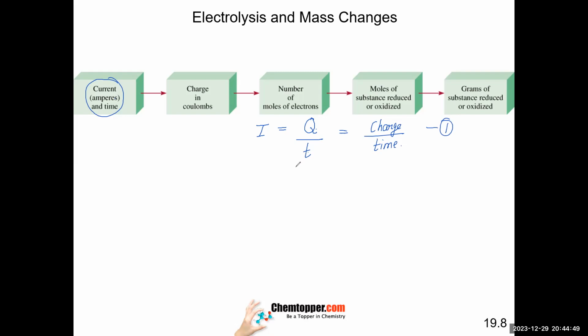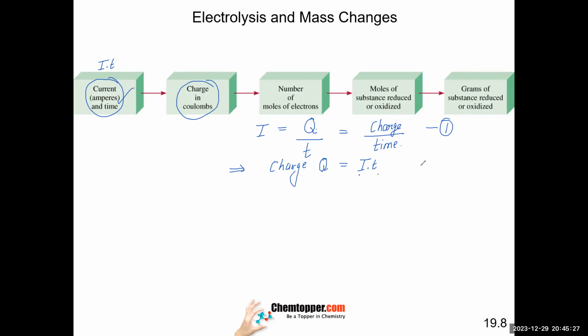The second equation is that I can rearrange this equation. The amount of charge, which I'm representing as Q, is I times T. So I can calculate Q. If I know the amount of current, how many amperes, and the time, then with I times T, I can easily get the charge in coulombs.